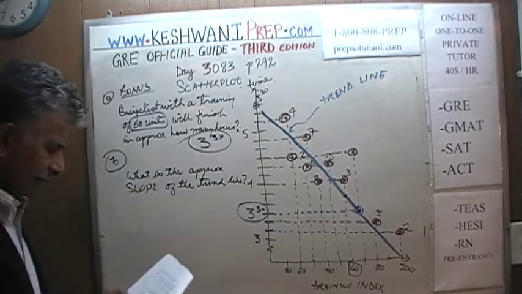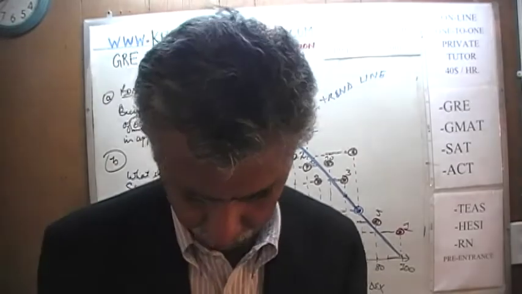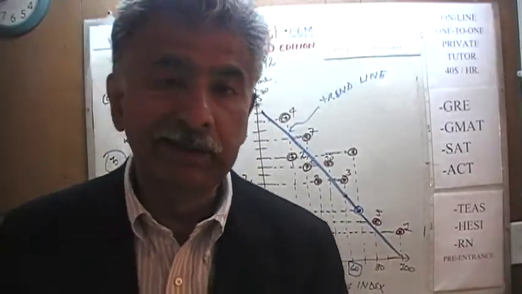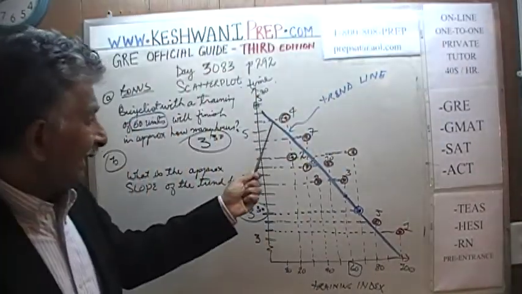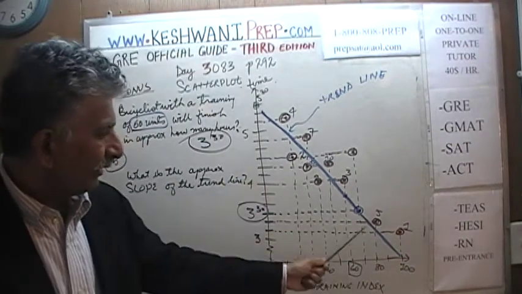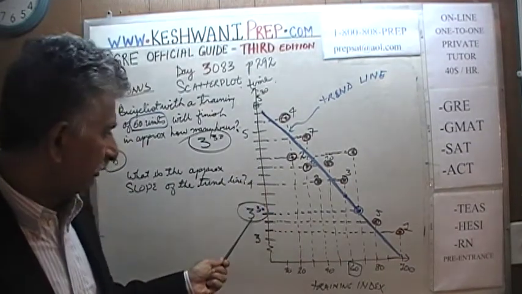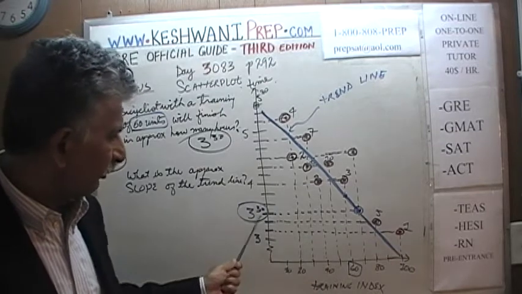What is the approximate slope of the trend line? So what we do here is to find the slope of the trend line. We pick any 2 points on this blue line that you see there, that's our trend line. We pick any 2 points, and we're going to pick one of these as A, we already have it, so let's make use of this one.